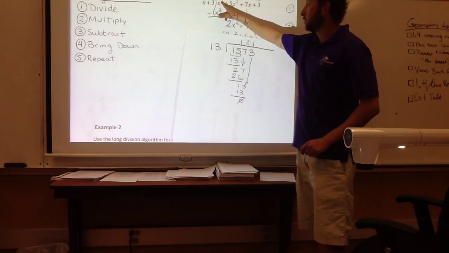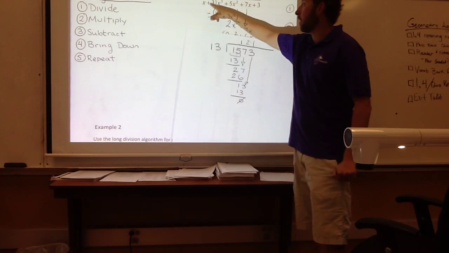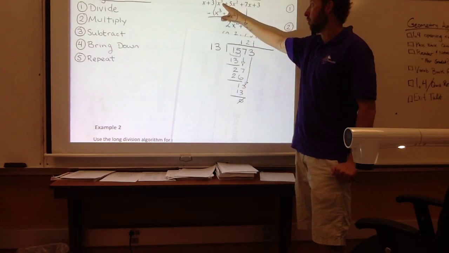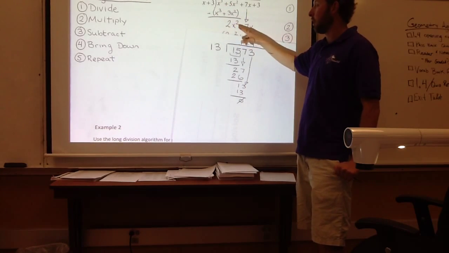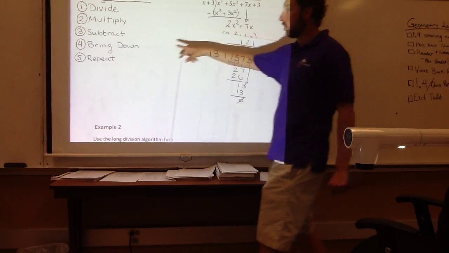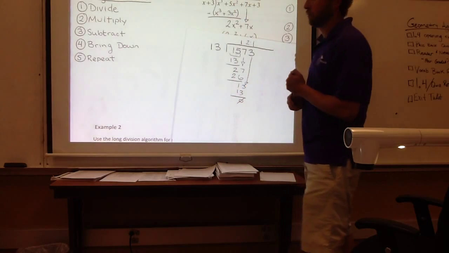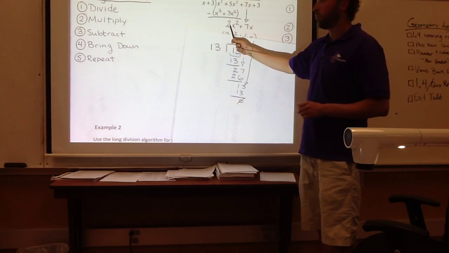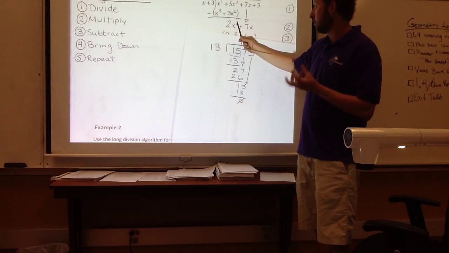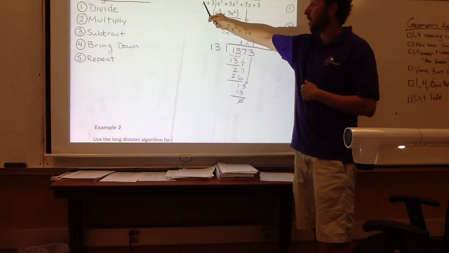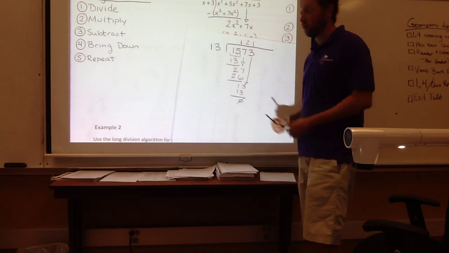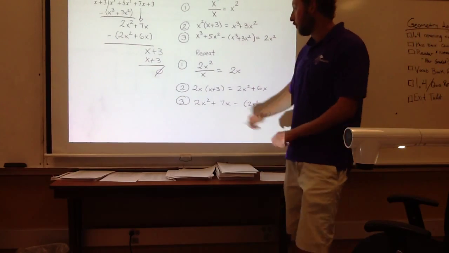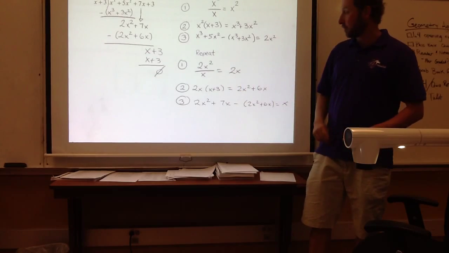We divided x cubed by x, got x squared, multiplied them, got this expression, subtracted that expression from our function here, got 2x squared, brought down the 7x. We're here at step 5. Let's repeat the process. 2x squared divided by x, the biggest term that's left, the term with the highest degree, divided by x. Well, we have it over here, so let's take a look. 2x squared divided by x is equal to 2x.